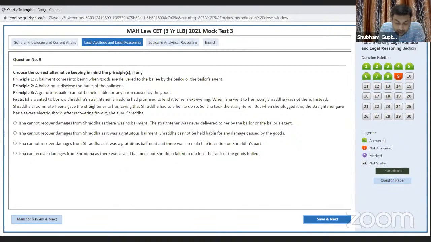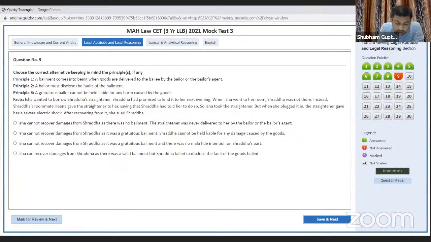Now, if I read, bailment comes into being when goods are delivered to a bailee by the bailor or the bailor's agent. I am not sure what a bailor is, but I am understanding that goods are delivered, from the shop to the person who has bought it. So bailor I am considering as the shop owner. Now if I read it, a bailor must disclose the faults of the bailment. So bailment I am understanding as the good. So a bailor, the person who is selling, should tell me about whatever flaws the thing has.